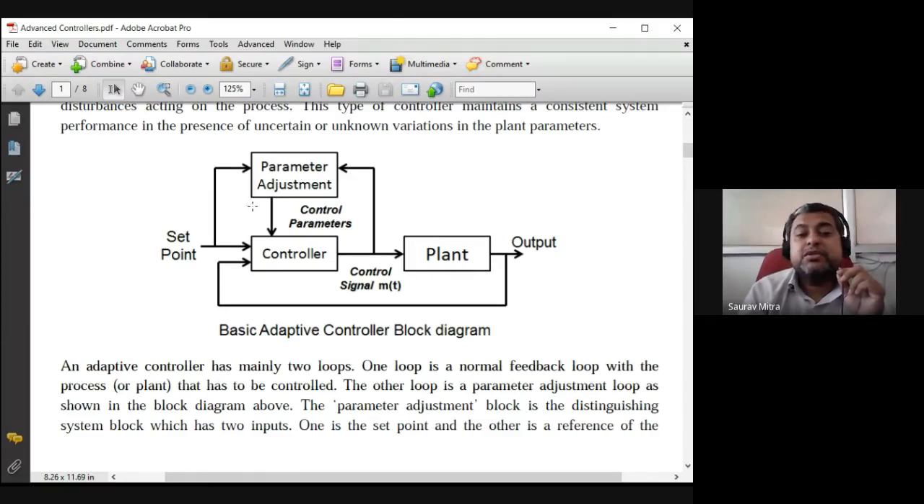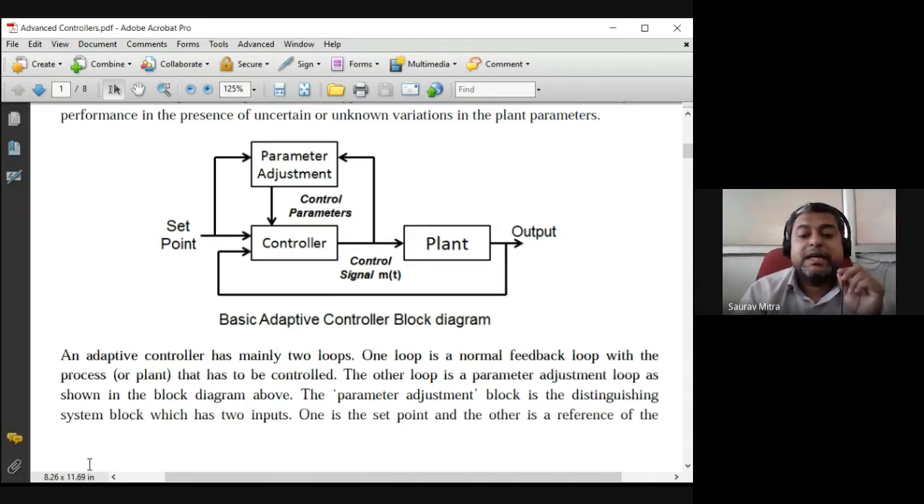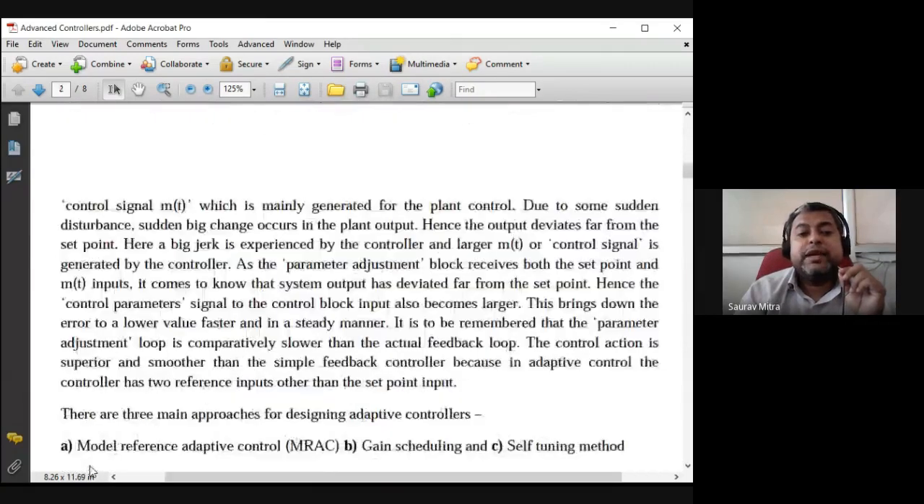The top one is controller adjustment. So the adaptive controller has mainly two loops. One loop is a normal feedback loop, that is the bottom with the process plant which has to be controlled. The other loop is the parameter adjustment loop shown in the block diagram above. The parameter adjustment block is a distinguishing system block which has two inputs. One is from the set point, the other is from the controller output MT.